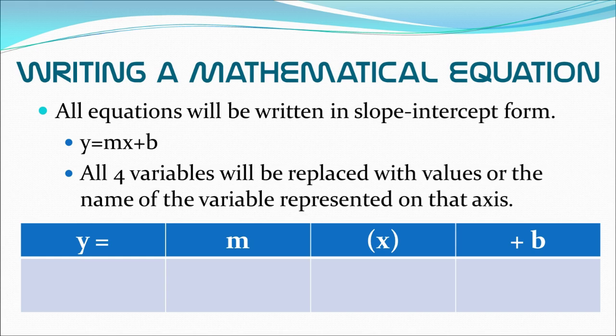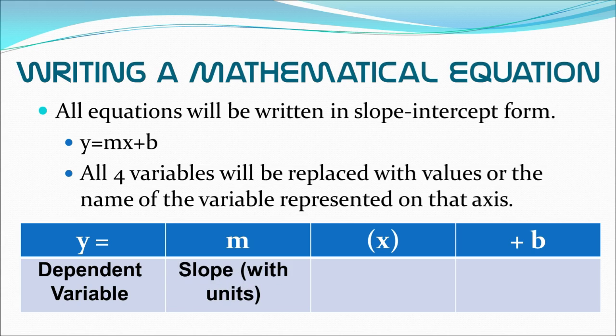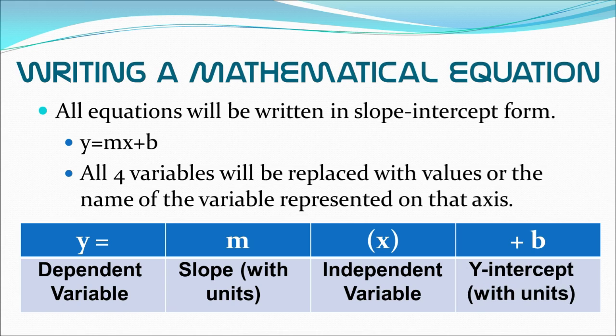This is unlike what you would normally see in an algebra class. Your y is not just going to be your y, it's going to be your dependent variable. Your m is your slope. This includes the unit. X is your independent variable, so whatever the name of that independent variable is, whether it's time, position, acceleration, whatever, that's your independent variable. And the y-intercept is your b with the proper units.